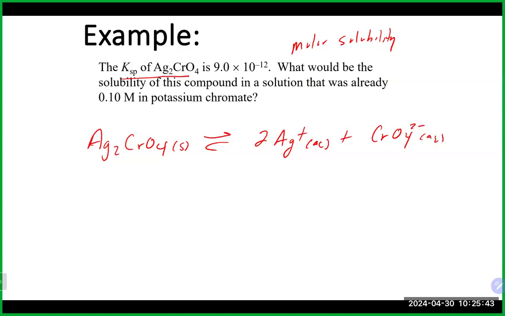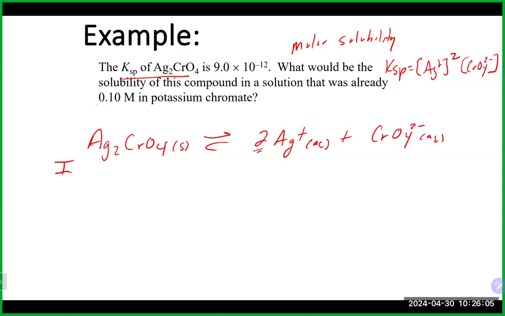That is going to give us a Ksp expression here of silver, which again we do need to square, times the concentration of our chromate. And again, we're squaring it because of the 2 that is there. We were given just the Ksp value here, so we're going to do our ICE table.